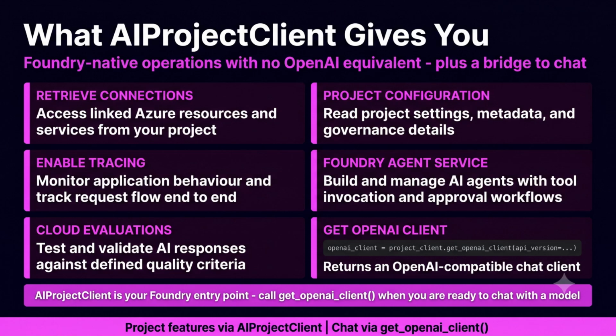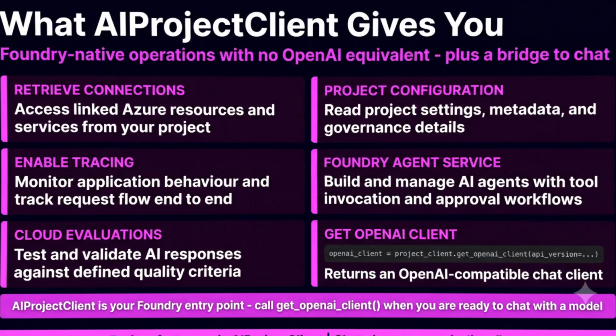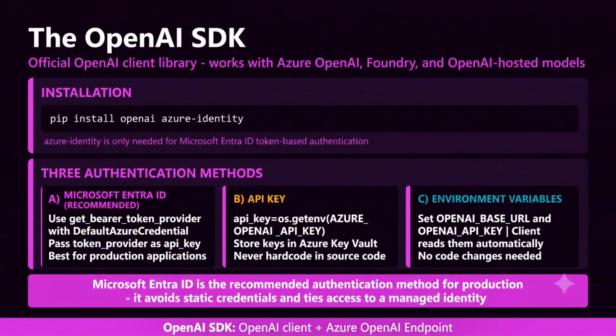Now, here is an important detail to remember. The AI project client is not itself the chat client. When you are ready to actually talk to a model, you call a method on it called get_openai_client, passing in an API version. That returns an OpenAI compatible client object you then use to submit prompts and receive responses. The pattern is: use the project client for Foundry features, then hand off to the OpenAI client for the actual model interactions.